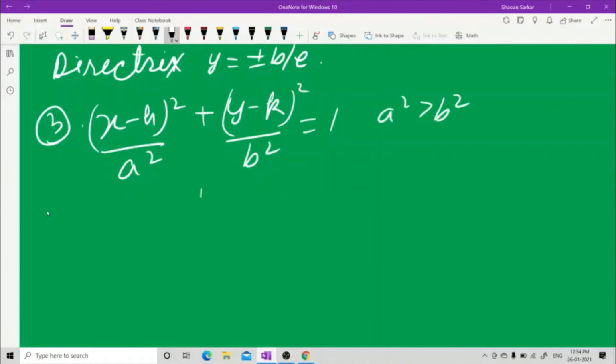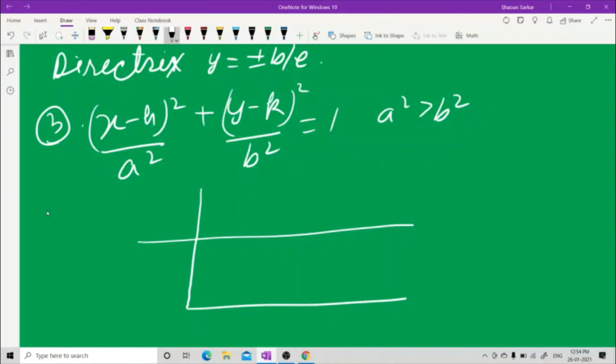Now you have this y-axis, this is your x-axis, this is the line y equal to k, this is the line y equal to k. This small k I have taken, take this as small k.